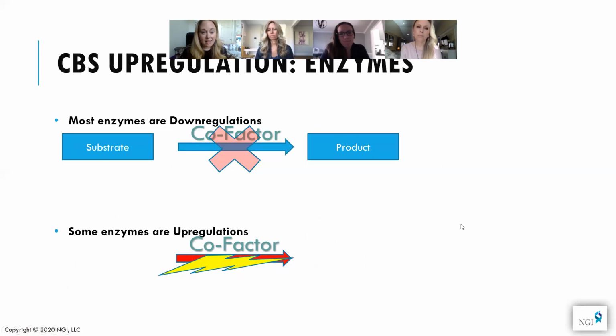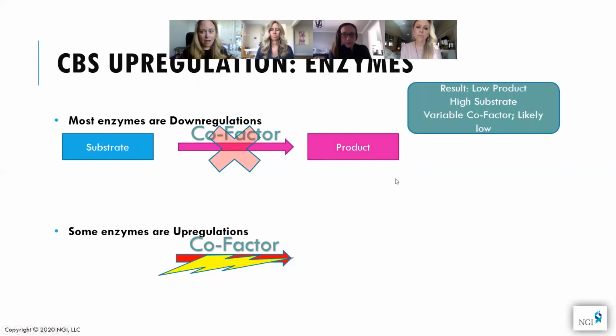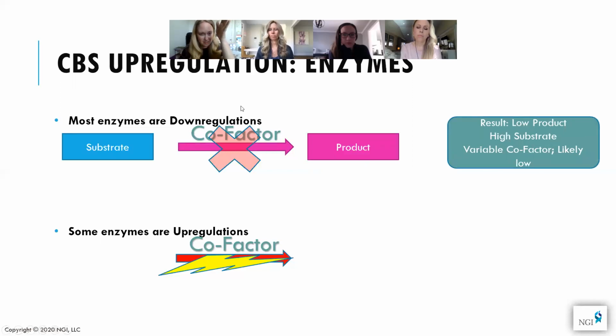But to understand the downregulation, we're talking about basic chemistry. We've got a substrate or a starting point, a cofactor, which you can think of as a catalyst. It's not a true catalyst for our chemistry buffs out there, but for people who aren't terribly familiar with it, just think of it as a catalyst. It basically makes it go. And then we have a product. In the downregulation, we're essentially going to have a low product because it's basically going to stop this process here. And then we're going to have a high substrate, okay? And the cofactor may be variable here. This is likely going to be low because we don't have enough of the thing to make it go.